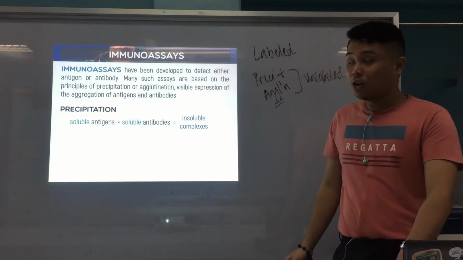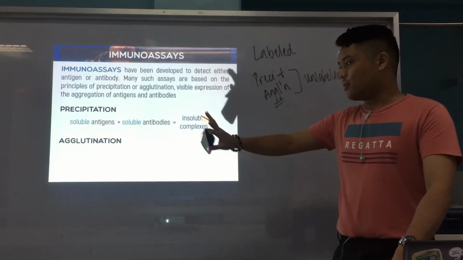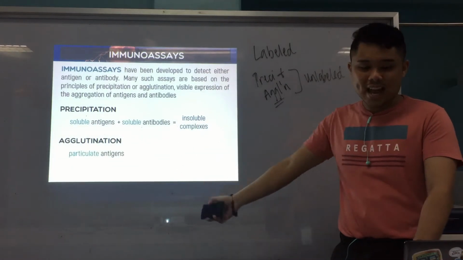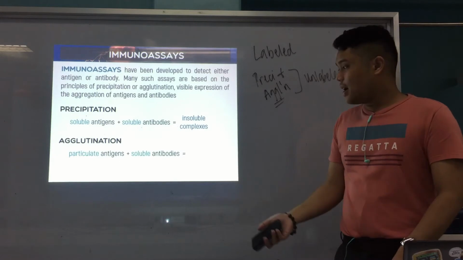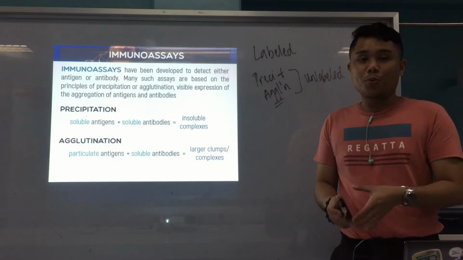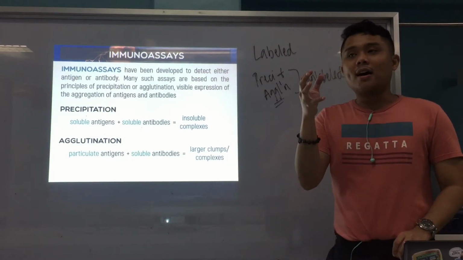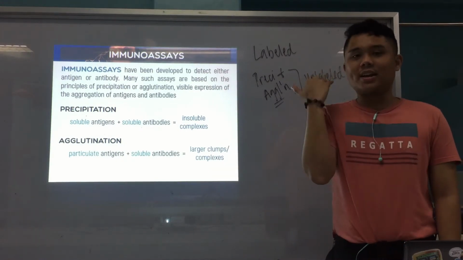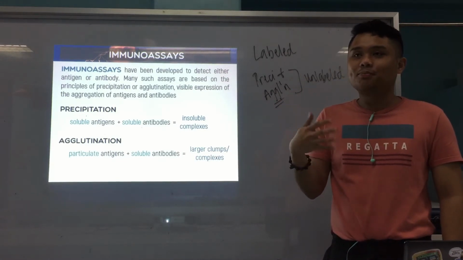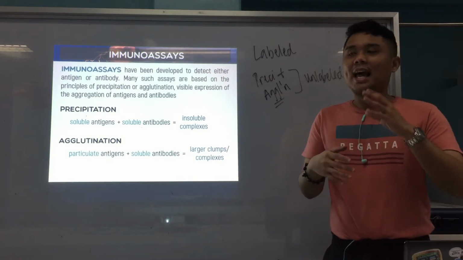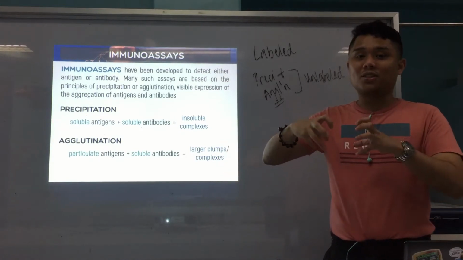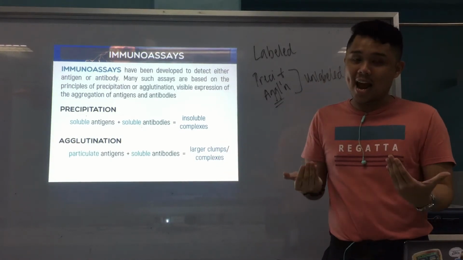Whereas for agglutination, your antigens, or it could be the antibody, are insoluble, or particulates. So you have particulate antigens plus soluble antibodies, which will result in larger clumps or complexes that can be seen with the naked eye. Since your antigens are solid, usually the antibodies are the ones in solution, like in the serum. Once they react, they form large complexes, or clumps, which can be seen with the naked eye.